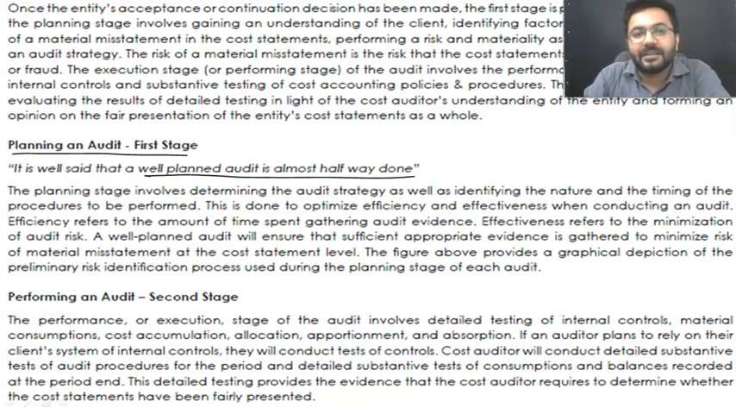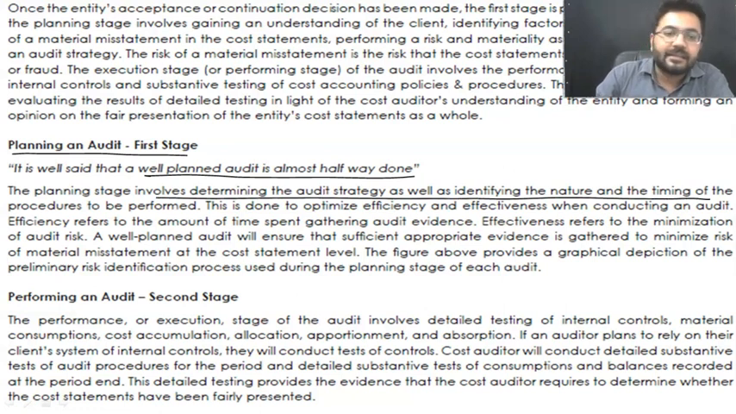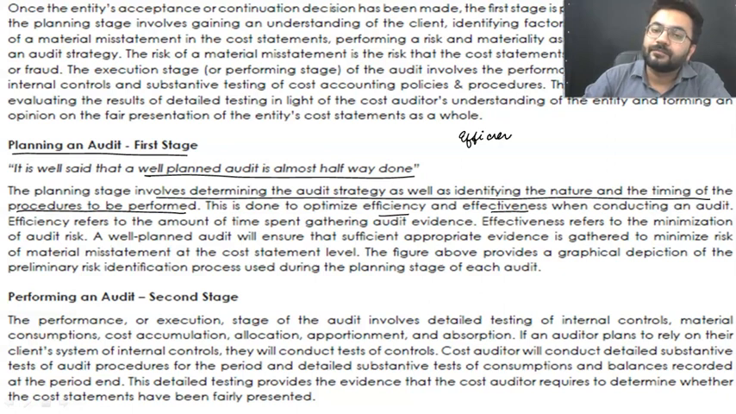That is a strong saying, because planning means understanding your client and identifying the factors which are going to impact your audit. That means the various factors involved in the cost statements which can have a huge risk on your cost audit records. That is something you are going to identify. And after that, it involves determining the overall strategy, as well as identifying the nature and the timing of the procedures which are required to be performed. So this is all about finding out the efficiency and effectiveness. Do remember, efficiency and effectiveness are different terms.